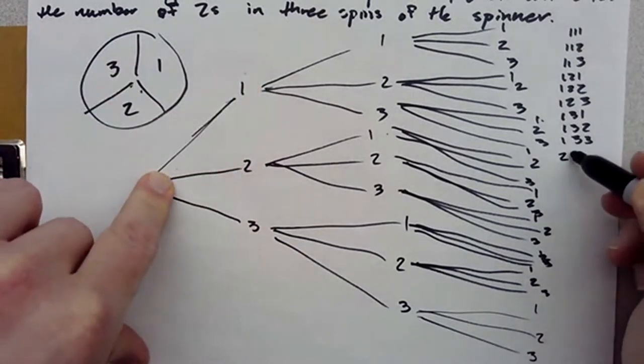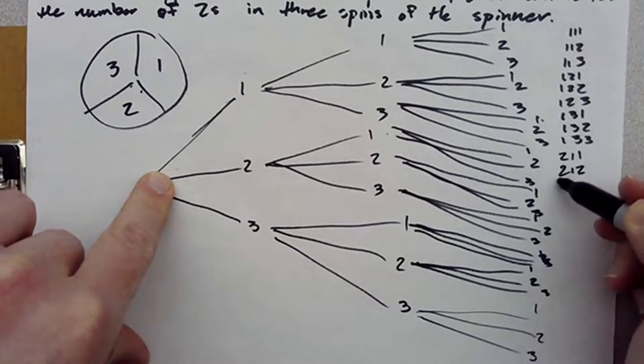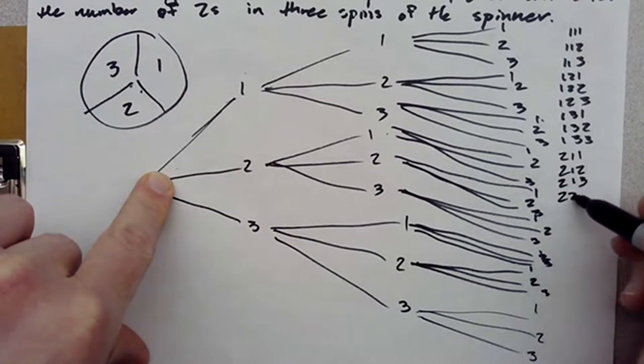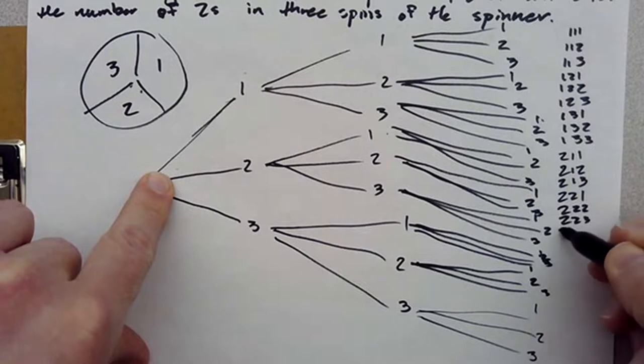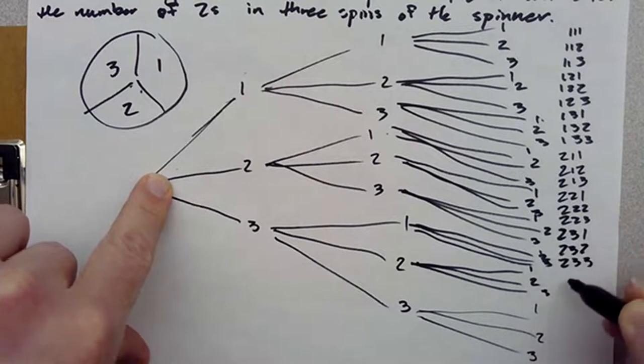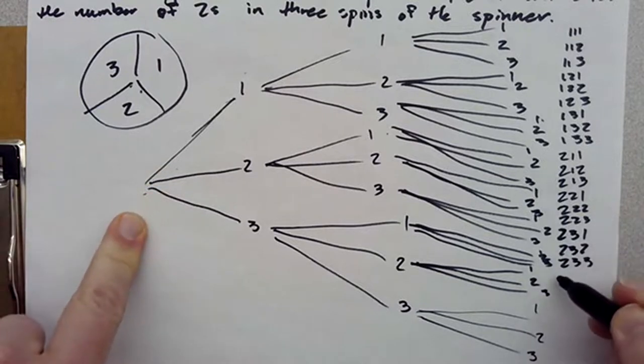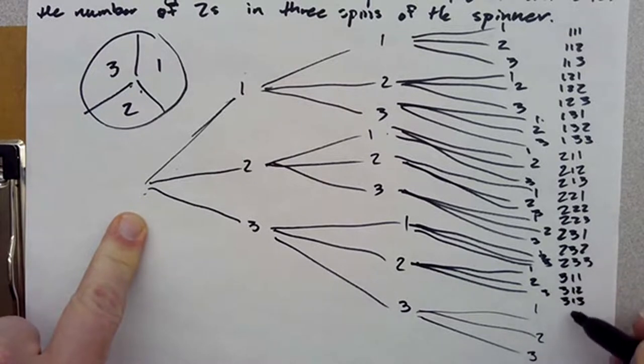Now we've got 2,1,1; 2,1,2; 2,1,3; 2,2,1; 2,2,2; 2,2,3; 2,3,1; 2,3,2; 2,3,3. And finally we come down here and we have 3,1,1; 3,1,2; 3,1,3; 3,2,1; 3,2,2; 3,2,3; 3,3,1; 3,3,2; 3,3,3.